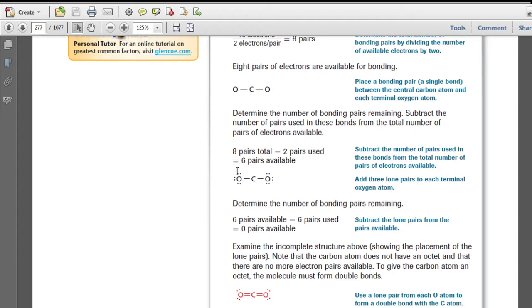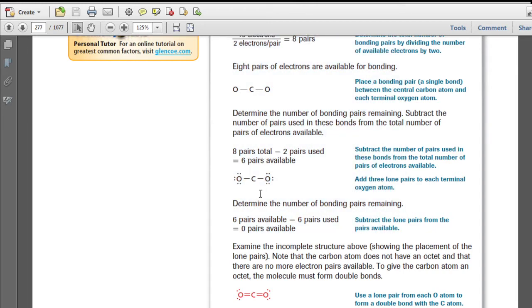So when we do that, let's just look at this oxygen here. If we look at this oxygen, it has 2, 4, 6, 8. That line is also 2 electrons that are being shared. So this oxygen's octet is satisfied. Look at this one, 2, 4, 6, 8.